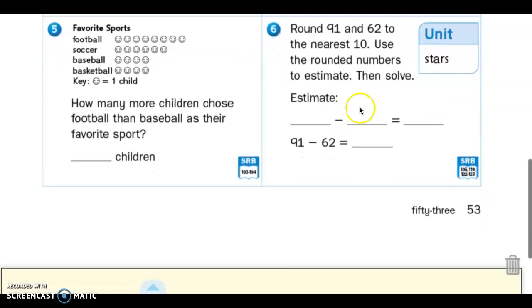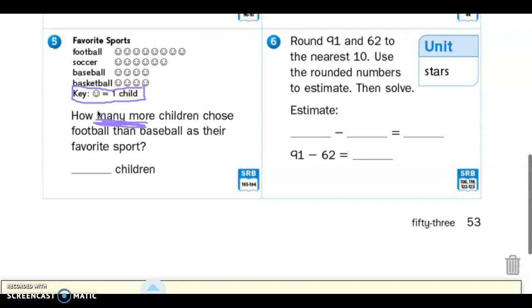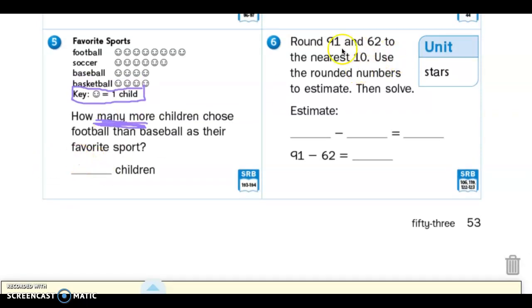Going on to number 5, favorite sports. I see some smiley faces. You always have to check out your key. 1 smiley face equals what? 1 child. So how many more children chose football than baseball on their favorite sport? How many more? We want to know the difference, the distance between the two. Write your answer.